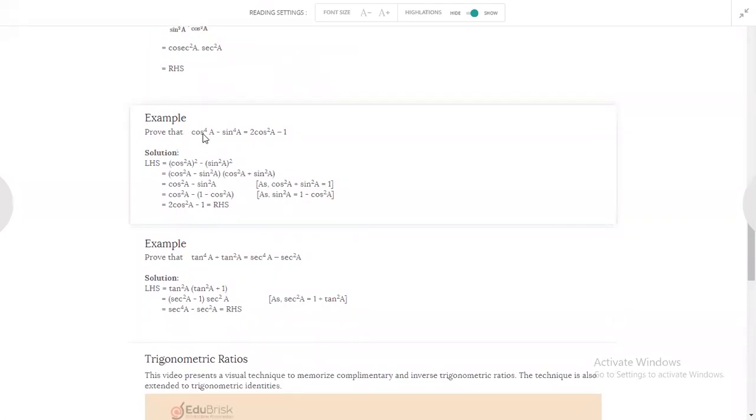Another example. Prove that cos raised to 4A minus sine raised to 4A is equal to 2 cos square A minus 1.